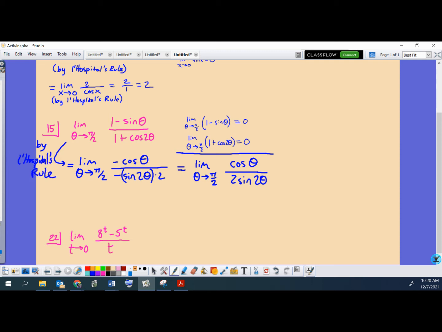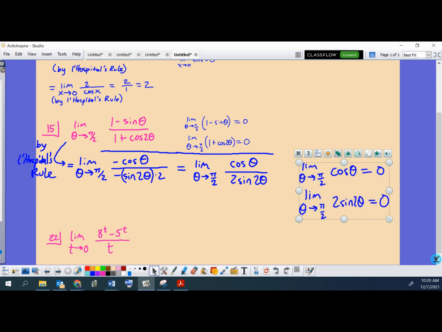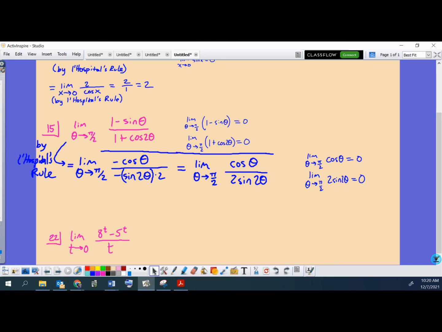Okay, and now I'm going to show that I can use L'Hopital's rule again. The limit as theta approaches pi over 2 of cosine of theta is 0. The limit as theta approaches pi over 2 of 2 sine 2 theta is 0 because the sine of pi is 0. And so this is my justification for using L'Hopital's rule a second time. So equals, again, by L'Hopital's rule.